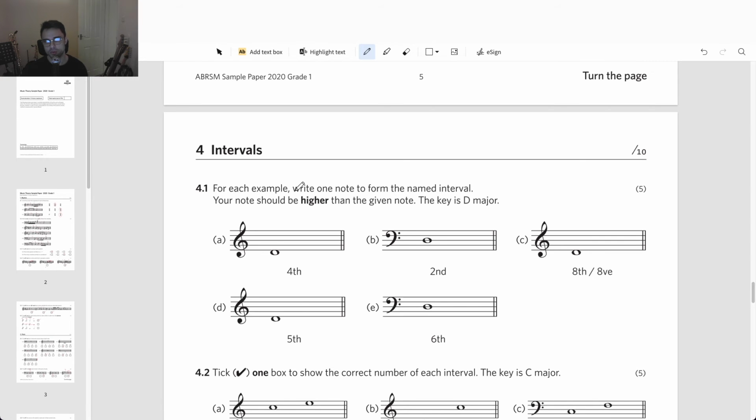4.1. For each example, write one note to form the named interval. Your note should be higher than the given note. The key is D major. All right, so we are in the key of D major, and we want to write a fourth up. And remember, when you do this, the note you count from is 1. So this D here is 1, and we're going to count up the scale. D, 1, E, 2, F sharp, 3, G, 4. So G, that is our fourth.